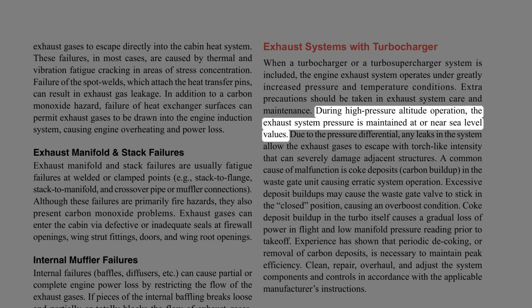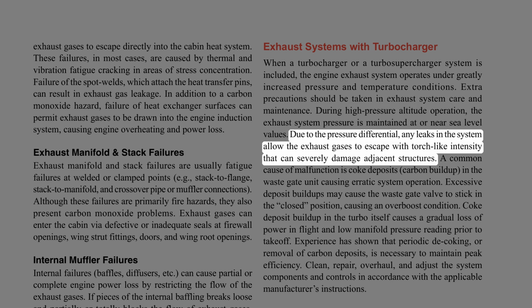During high-pressure altitude operation, the exhaust system pressure is maintained at or near sea level values. Due to the pressure differential, any leaks in the system allow the exhaust gases to escape with torch-like intensity that can severely damage adjacent structures.